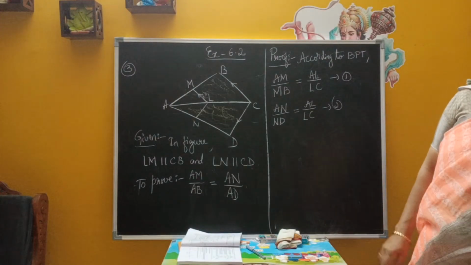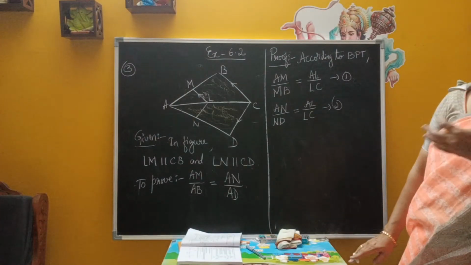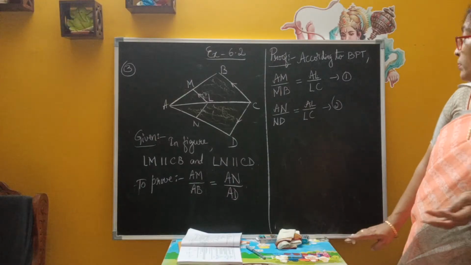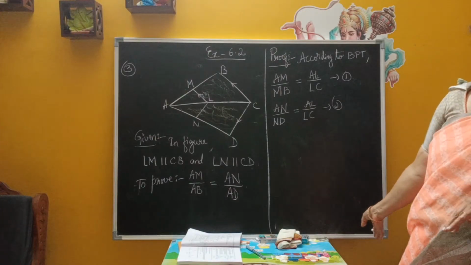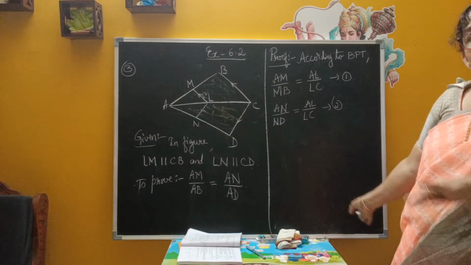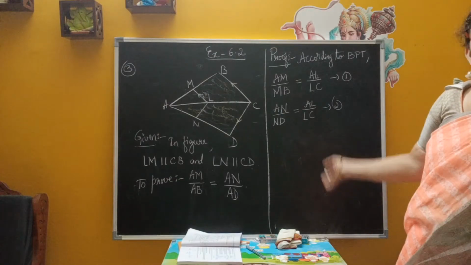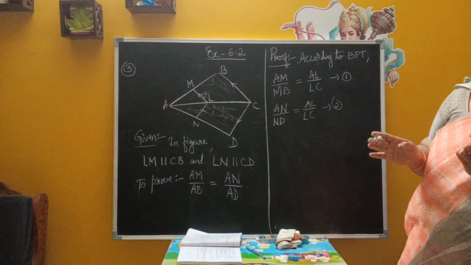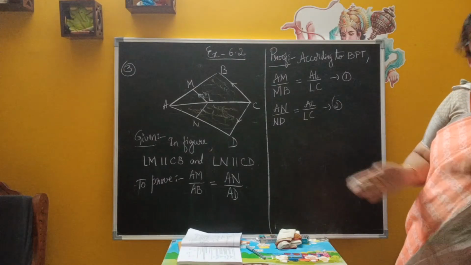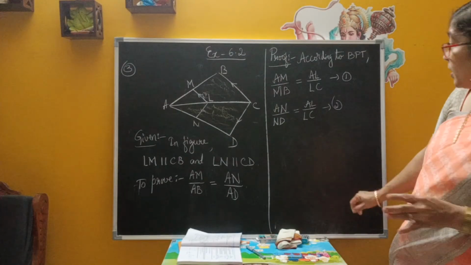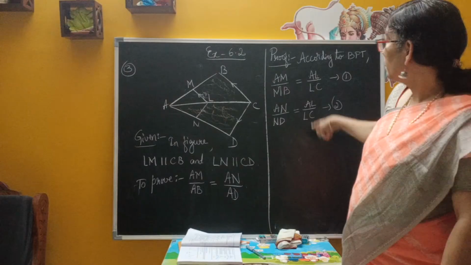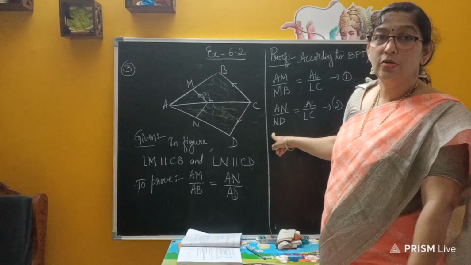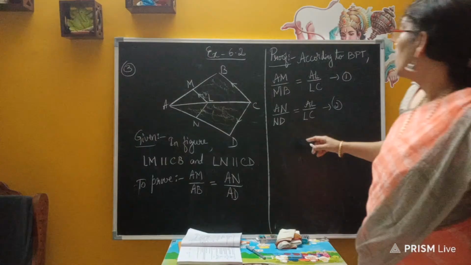So what do you say? The RHS is the same, so the LHS must be equal, right? Like 2 plus 4 is equal to 6, then 3 plus 3 is also equal to 6. The right hand side is equal, so what do you say about the LHS? 2 plus 4 is equal to 3 plus 3. Similarly, here the RHS is equal, so the LHS is also equal.